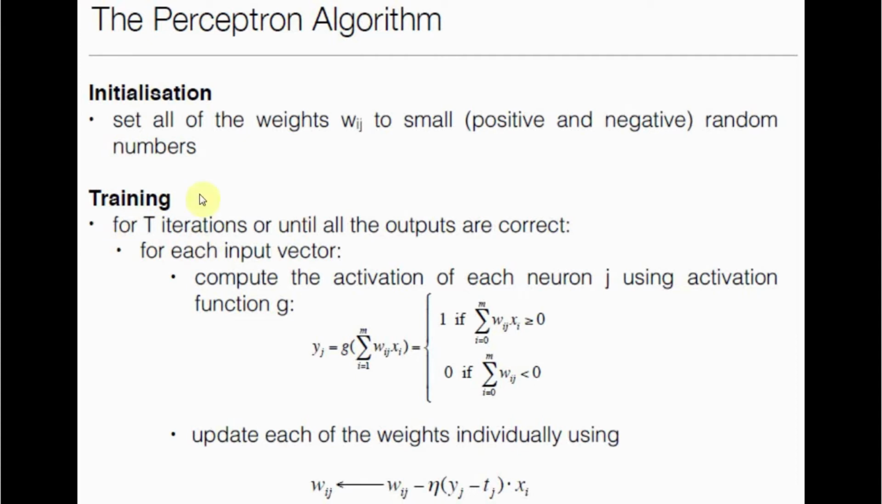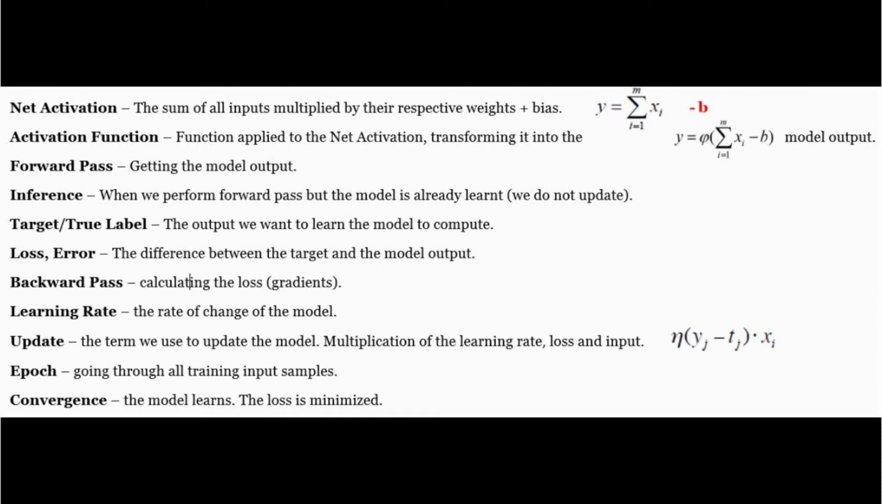we call convergence. Okay, now let's look at some terms that all of us need to know and understand, in order to follow better when all of those machine learning people are talking around us. So we have net activation, which we already mentioned. This is the sum of all inputs multiplied by their respective weights and added with the bias. Activation function is a function applied to the net activation, transforming it into the model output. Forward pass is getting the model output, right? We have an input, we make the forward pass, we get the output.